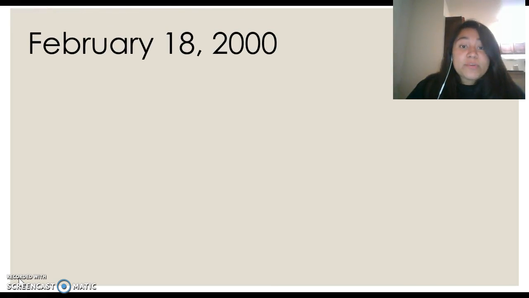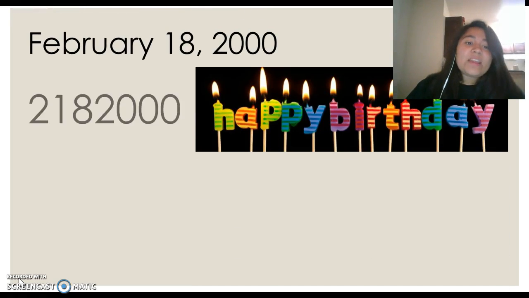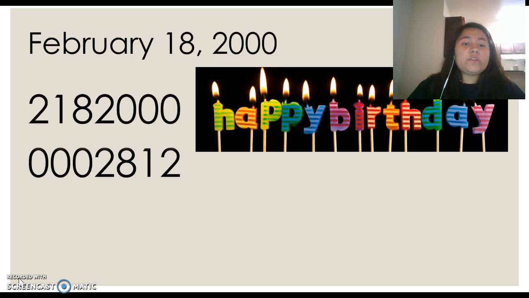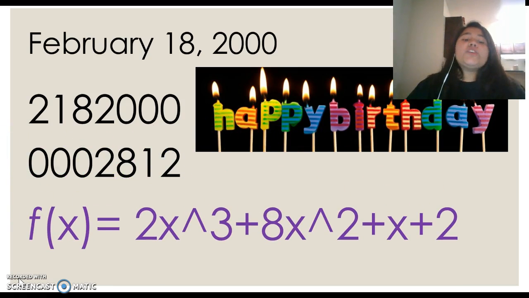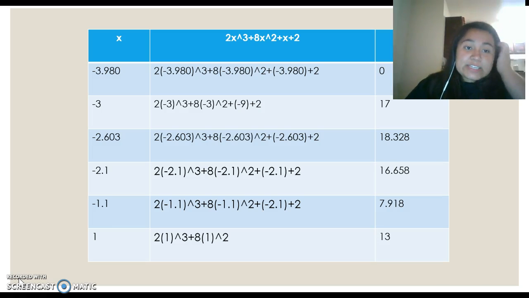My birthday is February the 18th, 2000, and these are my numbers, 2182000. I had to flip them according to the instructions, which I did, and I made my polynomial function. I chose this one, 2x cubed plus 8x squared plus x plus 2. What I did here is grab random numbers and plug them in as x in my equation to get y, and then I used those to make my graph.